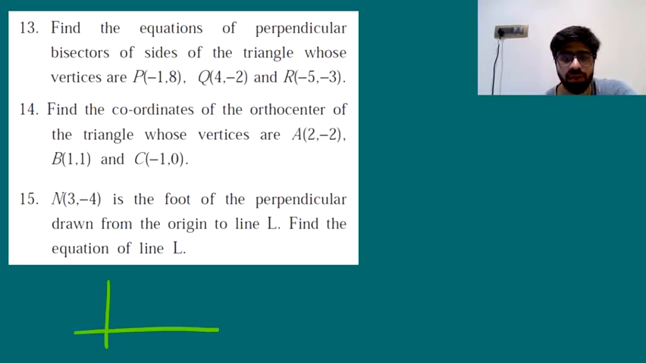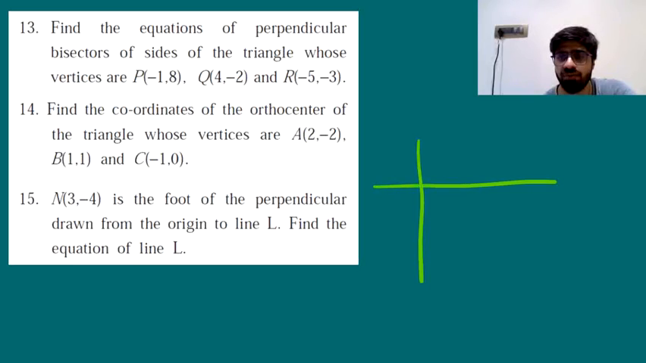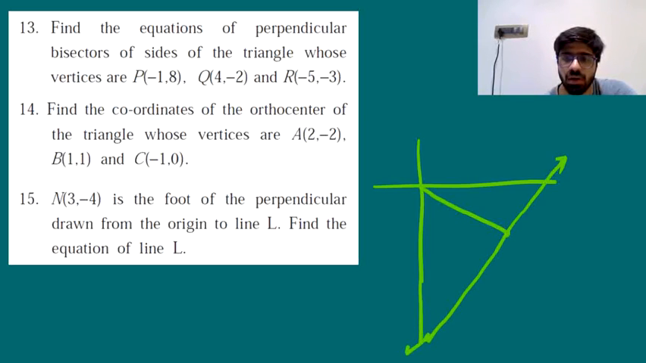So from the origin, the line, N 3, -4. So 3, -4 will be a point lying somewhere over here. That's the foot of perpendicular that you have drawn from the origin. So this is the foot of perpendicular. So our required line is looking something like this. This point being 3, -4, this point being the origin, and these two are perpendicular. We need the equation of this line.